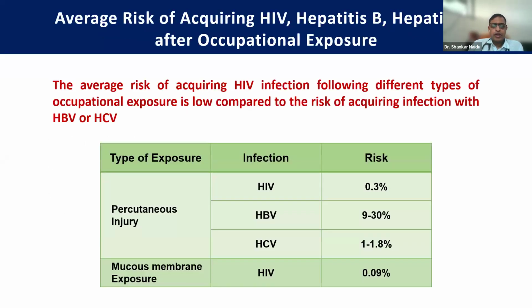So this is just a repetition of the previous slide of risk after an exposure. As you can see, percutaneous injury for HIV is 0.3%, while mucous membrane exposure is 0.09%. Here we need to remember that the risk of transmission for HIV through percutaneous injury is much lower than the other bloodborne infections like hepatitis B and hepatitis C, with HBV transmission risk being somewhere between 9 to 30%, highest among these three viruses.